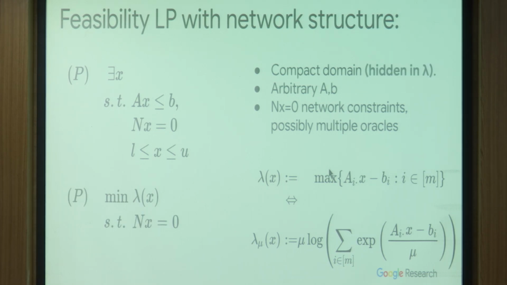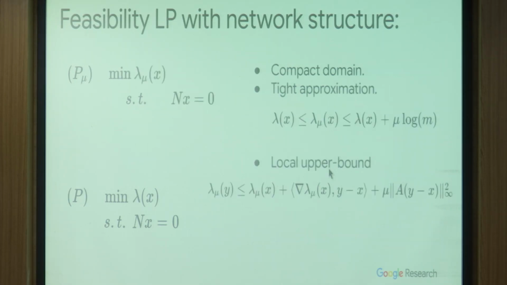And I'm going to take even the bounds into the constraints. So you still have a compact domain, but it's hidden in the penalization function lambda mu, and you keep just the Nx equals 0, which is much simpler to handle. And you can get a local upper bound, and well, this is well known. The lambda mu is a very tight approximation of the max violation. And how tight? Well, it depends on the penalization parameter mu.